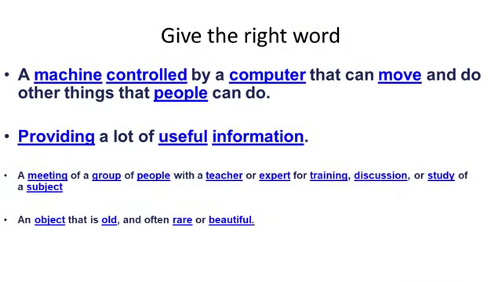In this exercise, my dear students, I would like you to give me the right word for this definition. A machine controlled by a computer that can move and do other things that people can do. What do we call this machine? Of the previous words, we had robot. Robot is a machine that's controlled by a computer and can do what people can do.